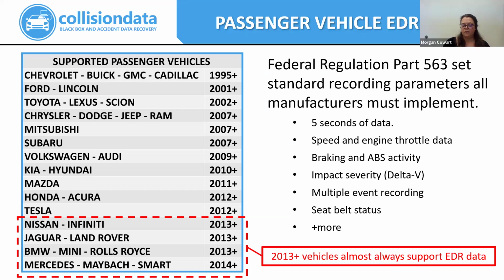And so in passenger vehicles, you get 5 seconds of pre-crash data. And this gives you information like your speed and engine throttle, your braking and ABS activity, your impact severity, seatbelt status, and more.